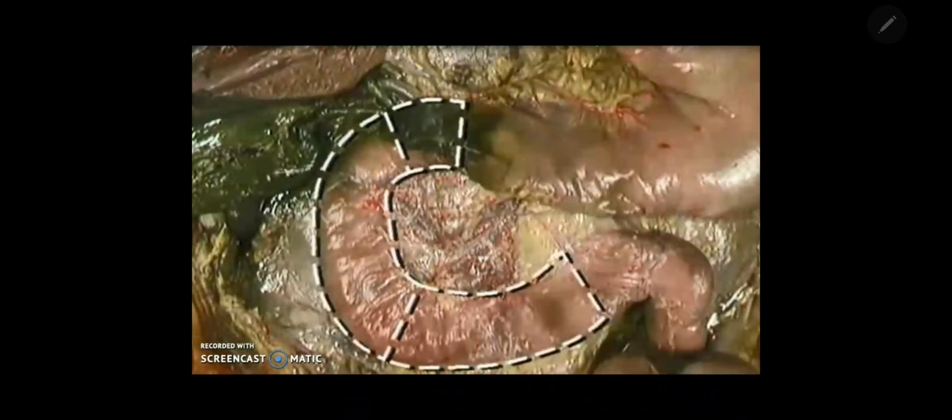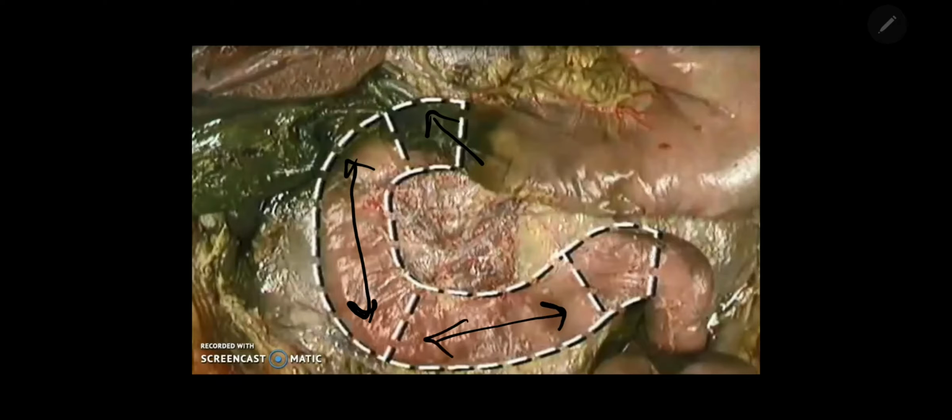First part, second part, third part, and fourth part. You can notice first part is horizontal 5 cm in length, second part is vertical around 8 to 10 cm in length, third part is horizontal around 10 cm in length, fourth part is oblique around 2.5 cm in length. So you can call it as 1, 2, 3, 4 or horizontal, vertical, horizontal and oblique parts. The first part is directed upwards, backwards and towards right. Second part is vertical, third part is horizontal, fourth part is oblique.